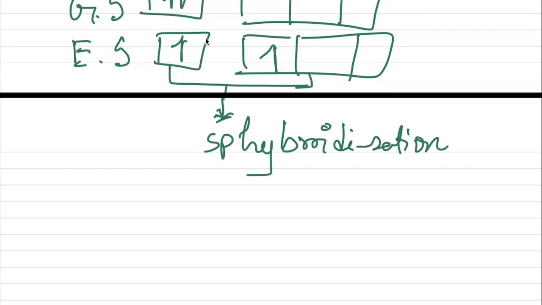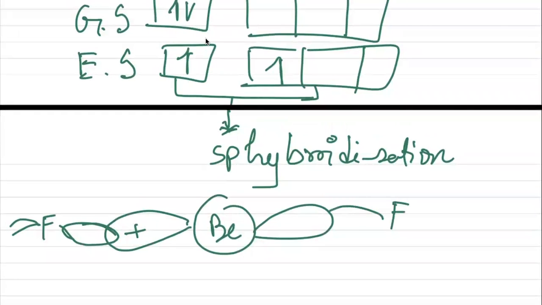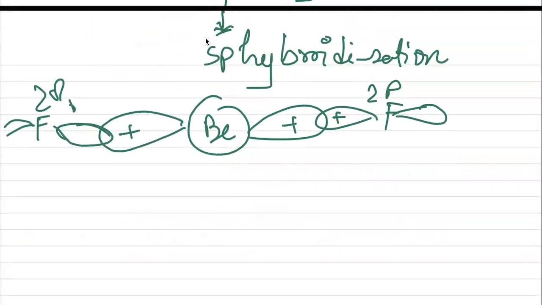Now suppose this is Be with its hybrid orbitals. Intermixing takes place, and then it is mixed with the 2p orbitals of F, and it forms this linear structure. Understood? These are sp hybrid orbitals.